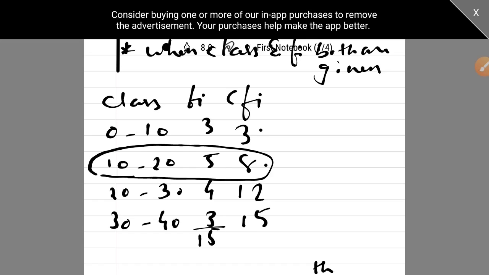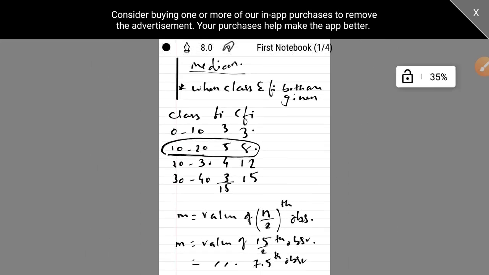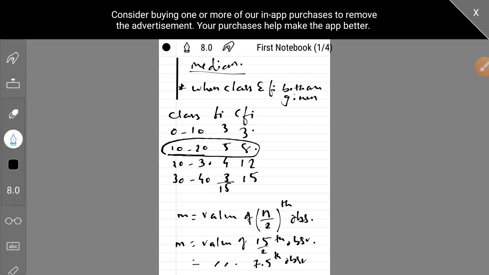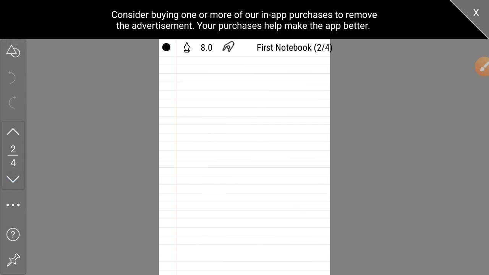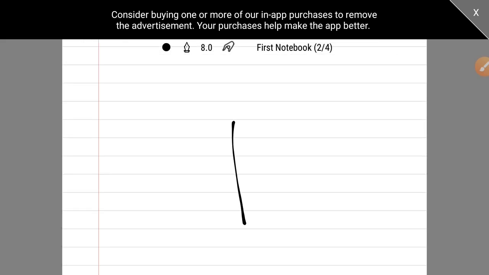Now in when xi fi was given, the answer opposite to 8 was your median, but here 10 to 20 is the class selected. Now there is a confusion that the answer of median is between 10 to 20, but what answer it is we don't know. Whether it is 10, whether it is 20, or any number between 10 to 20, how you will find it? We will be finding with another formula.